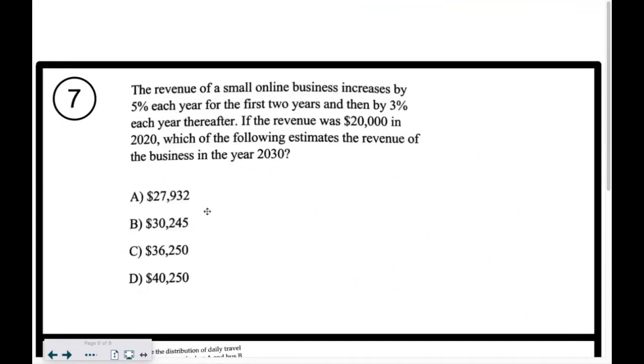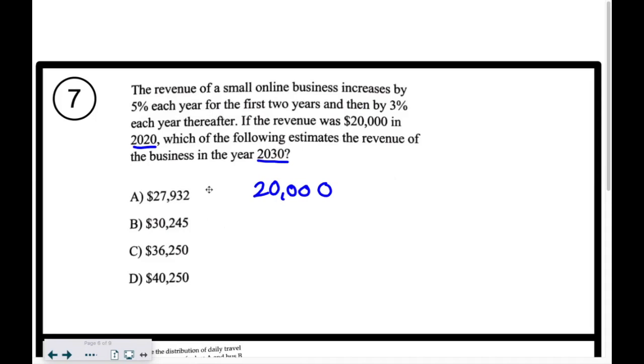Moving on to number 7. The revenue of a small online business increases by 5% each year for the first 2 years and then by 3% each year after. The revenue is $20,000 in 2020. Which of the following estimates the revenue of the business in the year 2030?